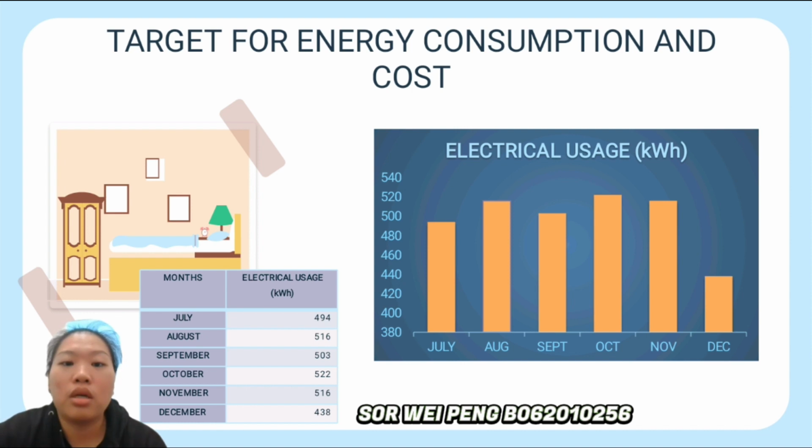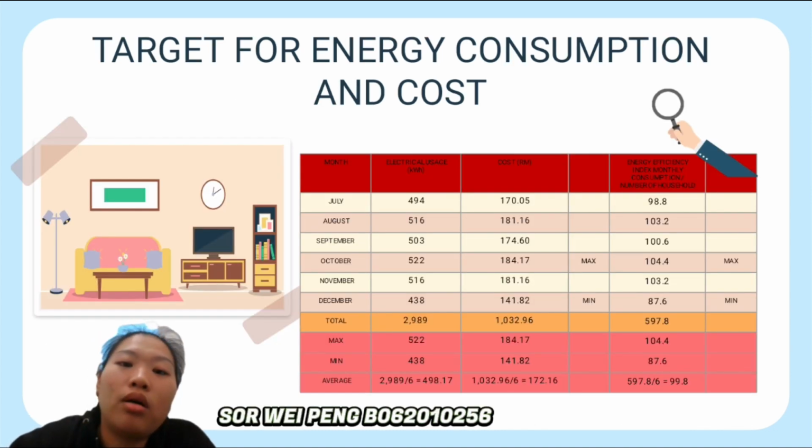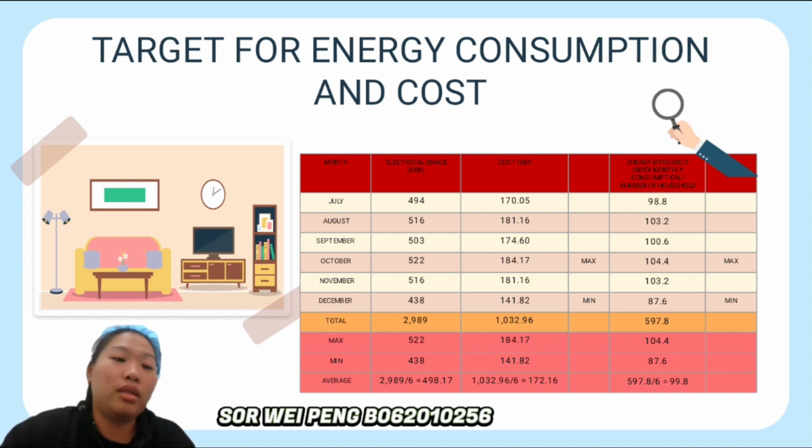I'm going to discuss question 2, the target of energy consumption and cost. The graph shows the usage of electricity in kilowatt hours. To do the dependent analysis, we need to know the maximum and minimum values of energy consumption and cost. From here, we can identify that October is the maximum value for the 6 months of data, while the minimum value is December.